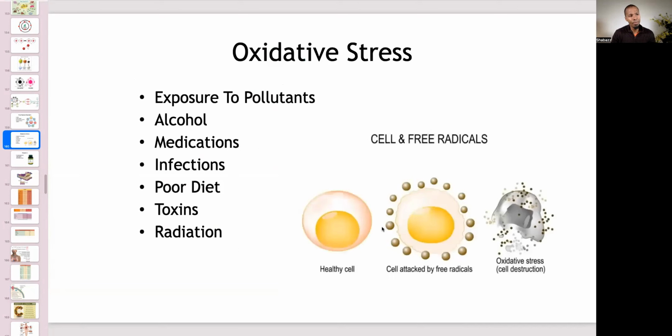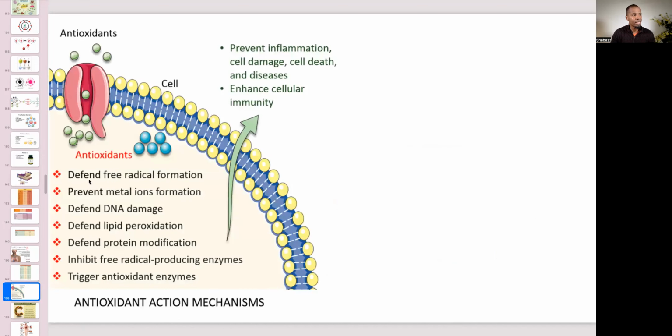The molecules come in, which are those free radicals, and what they're doing is damaging and taking away electrons, and then damaging that cell wall to the point where it enters in, and then it damages the mitochondria from within. Once that's damaged, now you're going to see this right here, cell destruction. So what it does is it defends free radical formation, prevents metal ions formation.